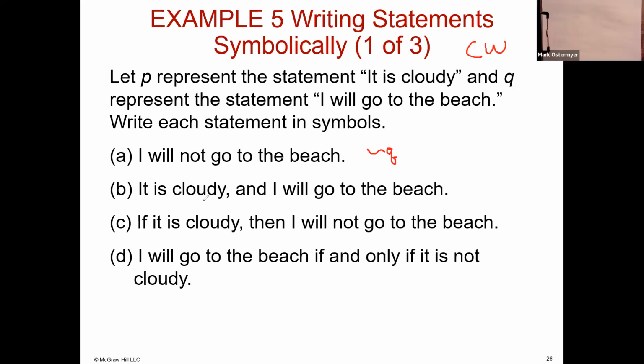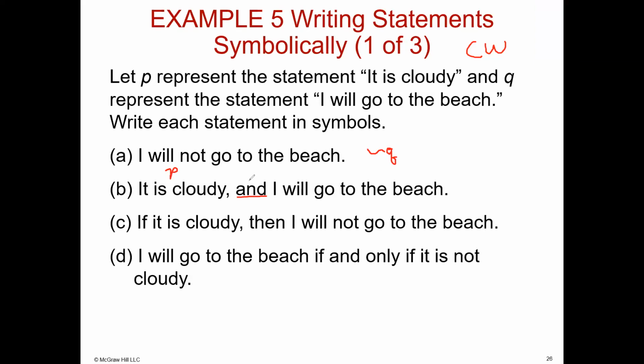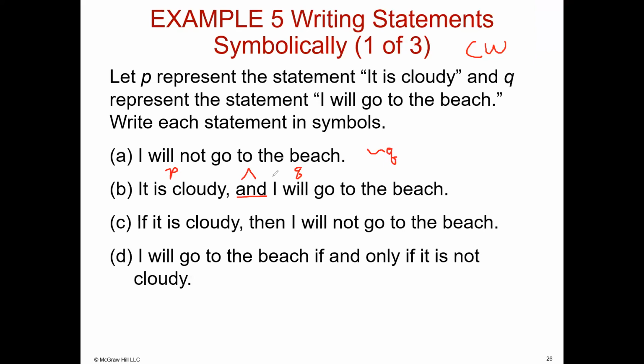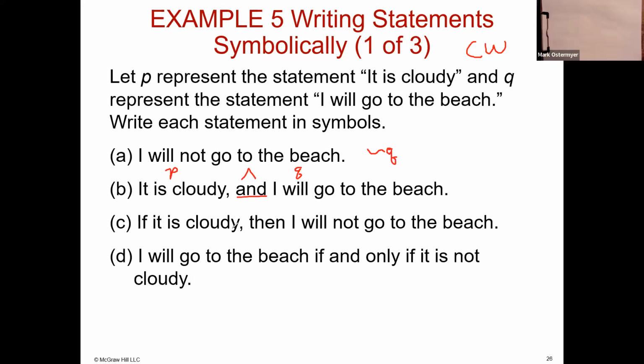All right, how about B? It is cloudy and I will go to the beach. P represents the statement it is cloudy, correct? What's the symbol for and? The triangle that points up. And I will go to the beach represents statement Q. So there you go. P and Q. Do you agree? That's how you'd write it in symbols: P and Q.